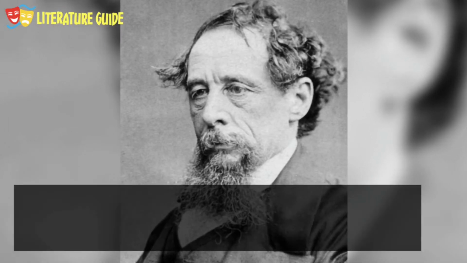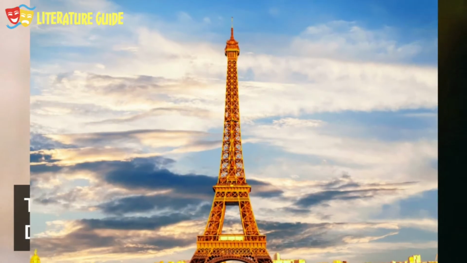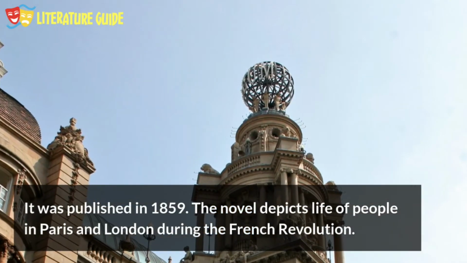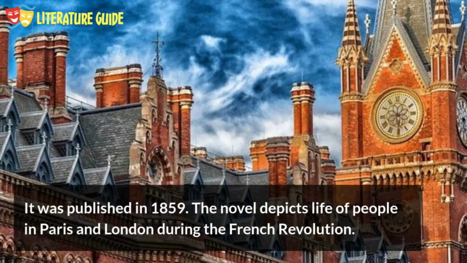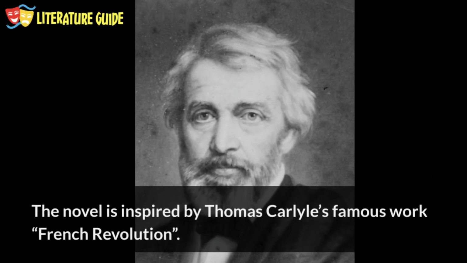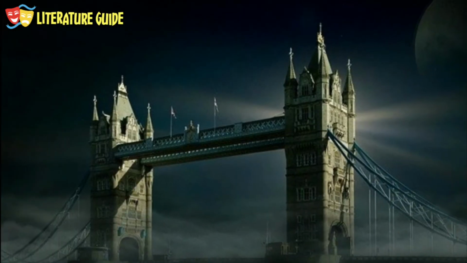The novel Tale of Two Cities of Charles Dickens is a fine example of historical novel. It was published in 1859. The novel depicts life of people in Paris and London during the French Revolution. The novel is inspired by Thomas Carlyle's famous work French Revolution.